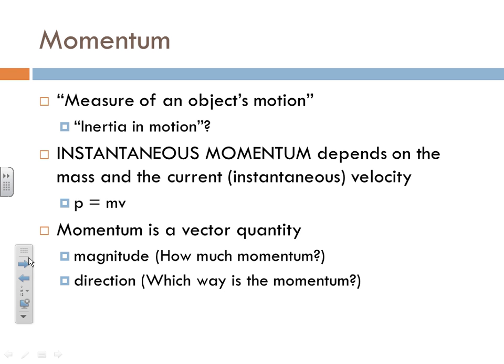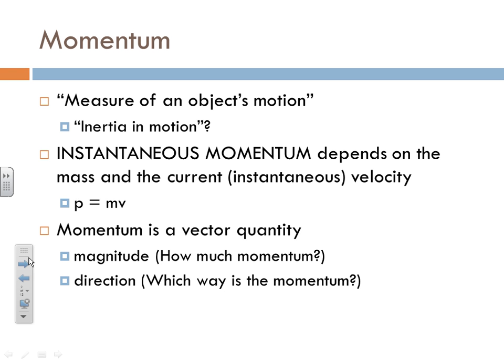Baseball, tennis ball, right? If I throw them both with the same velocity, which one has more momentum? Baseball. Why? It has more mass. Meaning, Mark, which one might be a little bit harder for us to catch? The baseball, right?